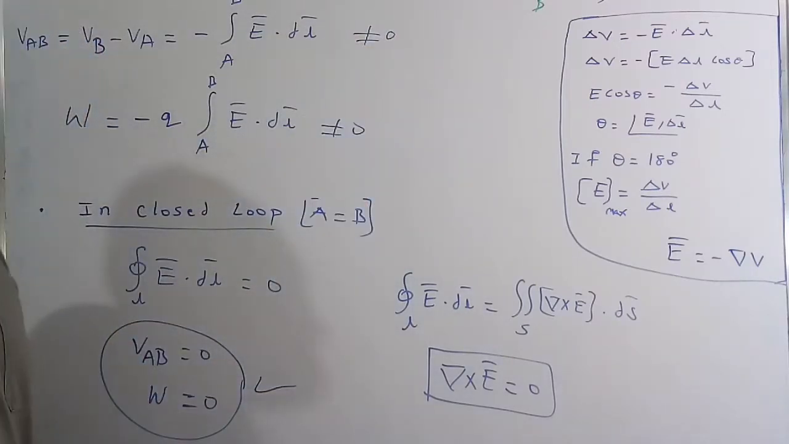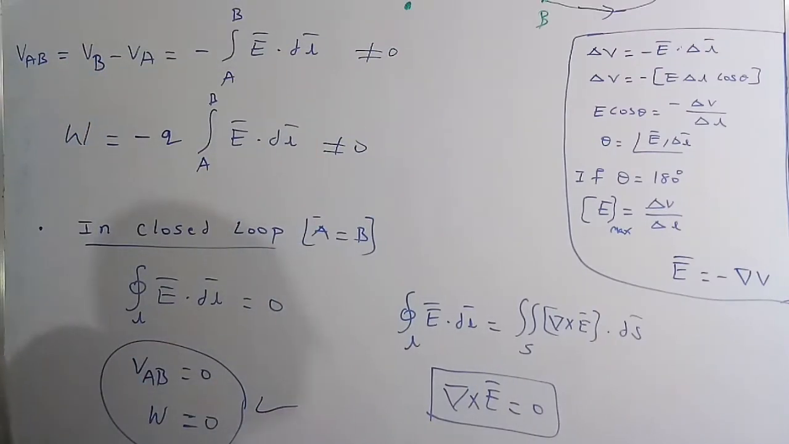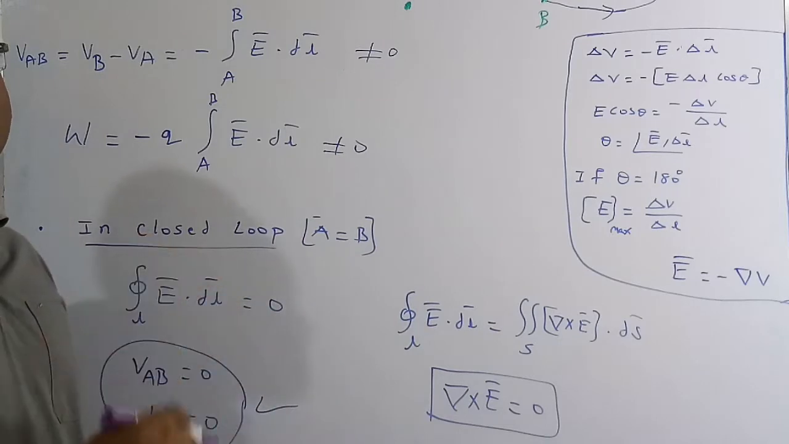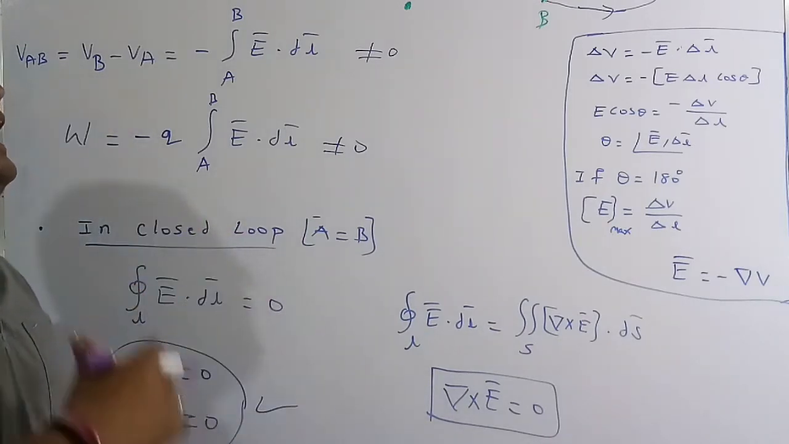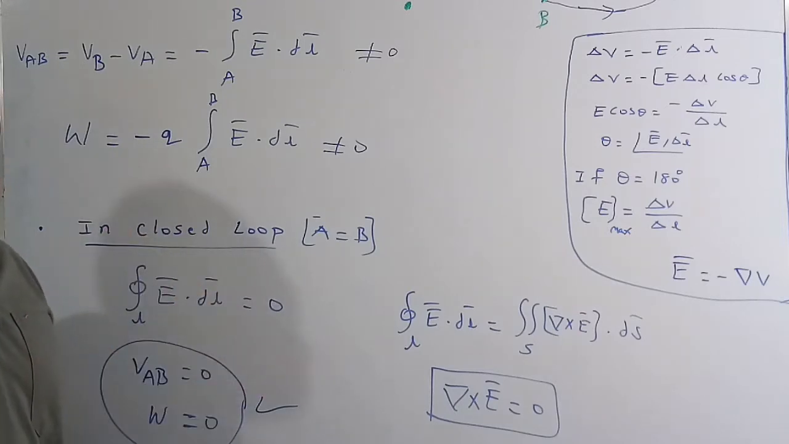But only if it is a closed loop can we say so. If you make a closed loop in a conservative field, the net potential difference is equal to 0 and the amount of work done is also equal to 0.